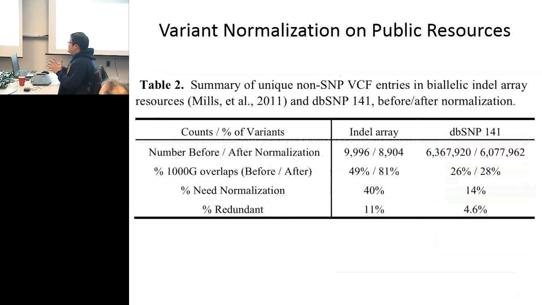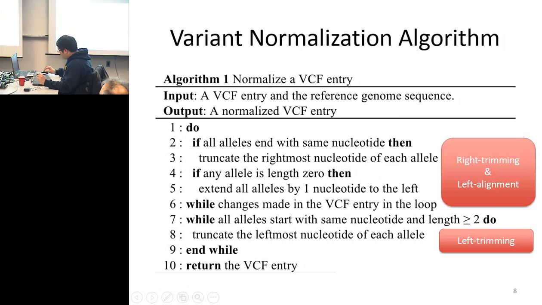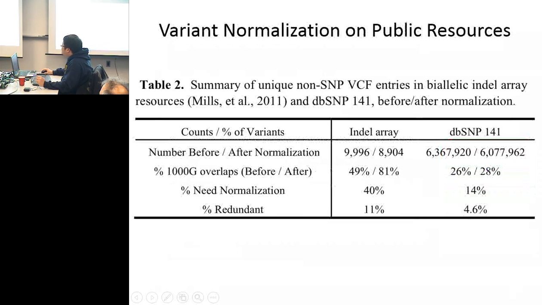So this is the impact that normalization has on public resources. Let me focus on the first column first. Before normalization, you have 9,996 indels here. This indel array is from a data set from Dr. Ryan Mills, I think he wrote it in 2011. They chose, I think, 10,000 or so indels to analyze from the original set, and the one which I had was a slight subset of it, 9,996.